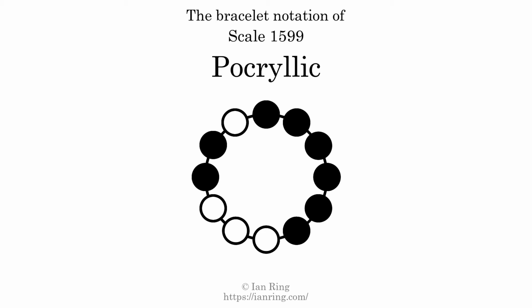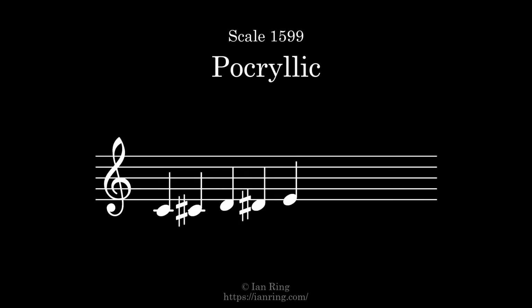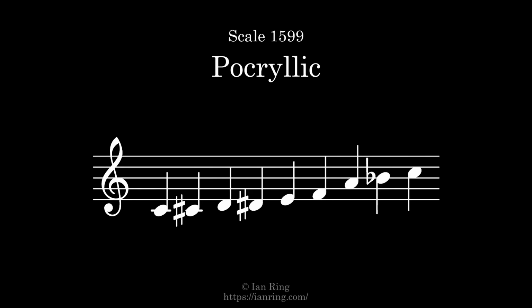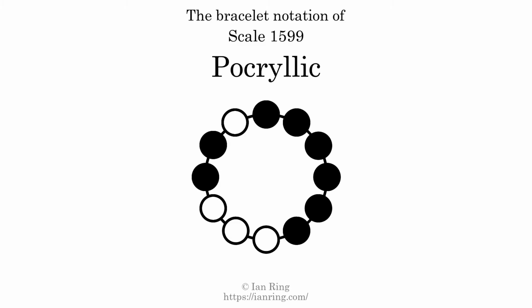1599, Pocryllic, which sounds like this. This scale has 8 tones, which means it is called an octatonic scale. This is a bracelet notation diagram of scale 1599. The shaded circles represent tones that appear in the scale, and they are read clockwise, starting at the top.